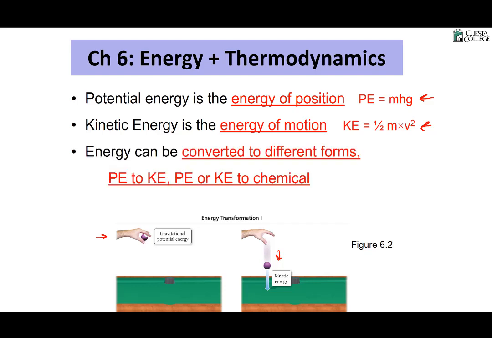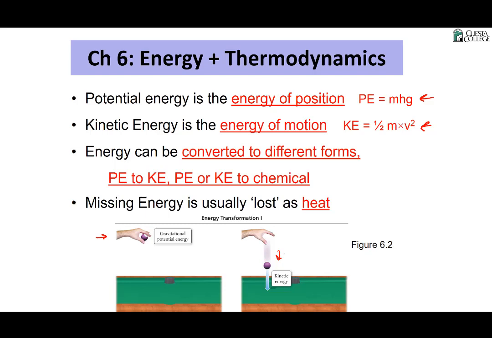Energy can be converted to different forms. For example, potential energy can get converted to kinetic energy, or kinetic energy can get converted to chemical energy. This can be seen in the diagram below too. The person can pick up the ball off the table, giving it the potential to rearrange in terms of position. Dropping the ball gives the ball some kinetic energy as it starts falling and moving. So all those different energies can be converted from one form to another.